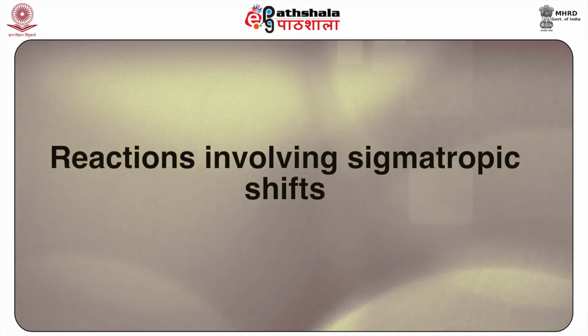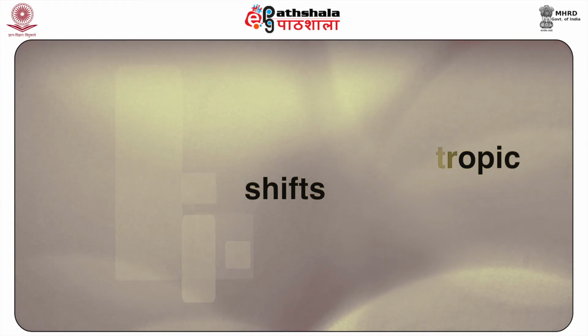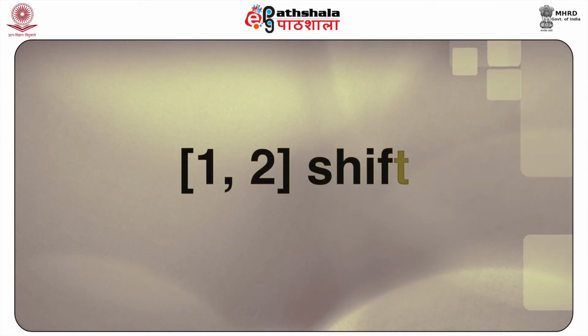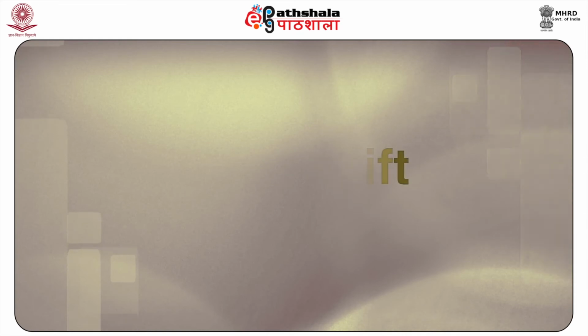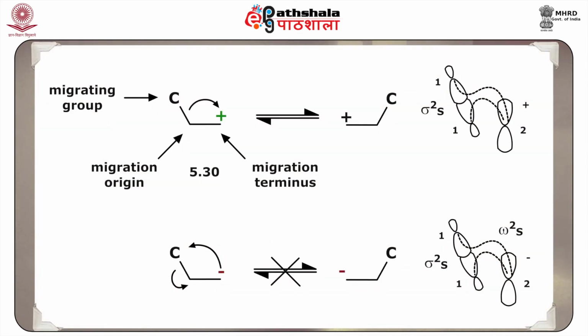Next, let us look at the reactions involving sigmatropic shifts. We start with the 1,2 shift category. Let us consider 1,2 shifts involving ionic conjugated systems. A number of named reactions follow such migrations.